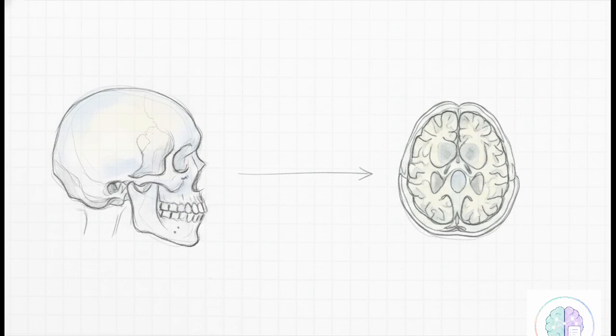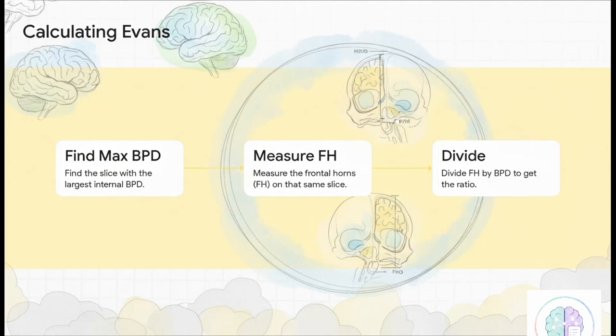Here is a wild piece of history for you. The Evans ratio wasn't even designed for modern scans. It was originally made for pneumoencephalograms, where they literally injected air into the ventricles, and only much later did we just kind of adapt it for axial CTs and MRIs. Crazy, right? So how do we actually calculate it today?